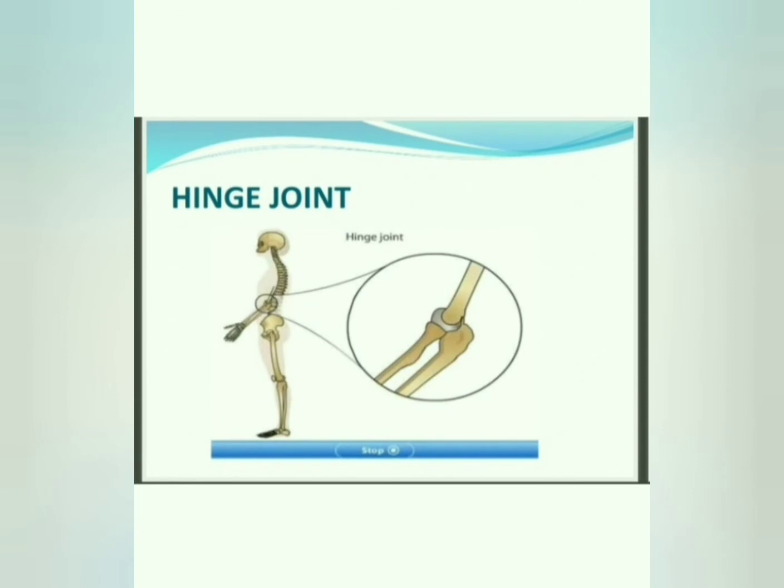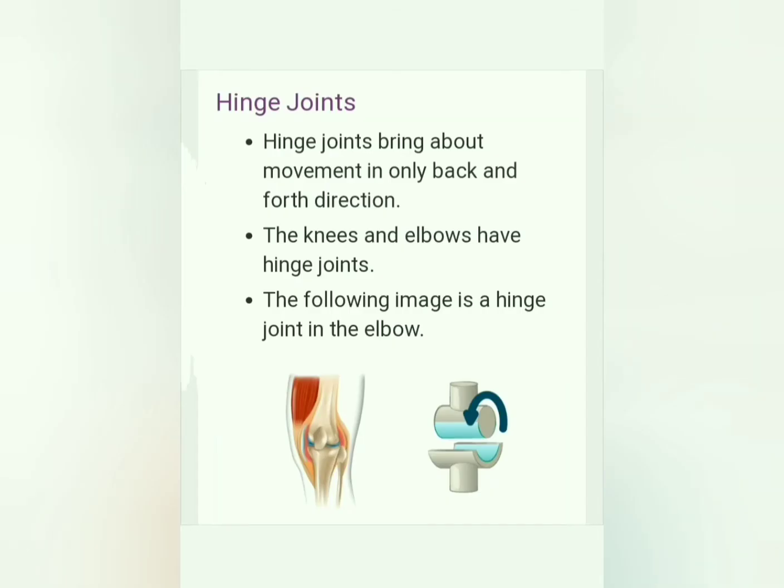In our daily life, we see door hinges or window hinges. Window hinges and door hinges are used to move the window or door forward and backward. In the same way, hinge joints also work, but we can't move in the backward direction. This is about hinge joints. Hinge joints bring about movement in only back and forth direction.